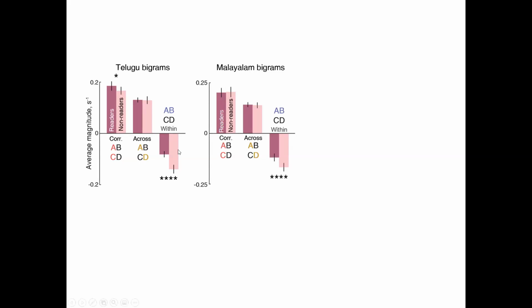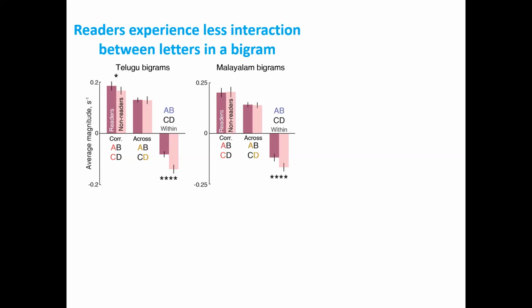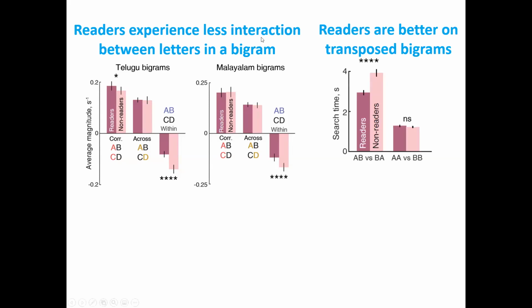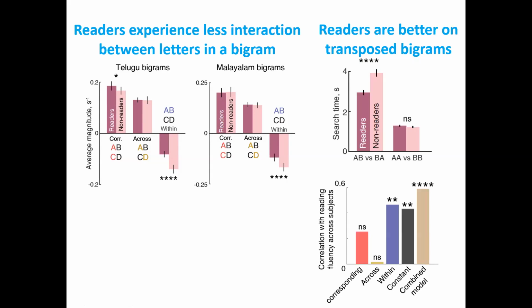This lower interaction is causing the bigram to become more separable, because the two letters in a bigram don't interact as much. In other words, the default is that they would interact, and reading actually causes them to interact less. I should skip a little bit ahead because we're short on time. Basically, we find that readers are better on transposed bigrams, and we can also predict the fluency of readers using this model.